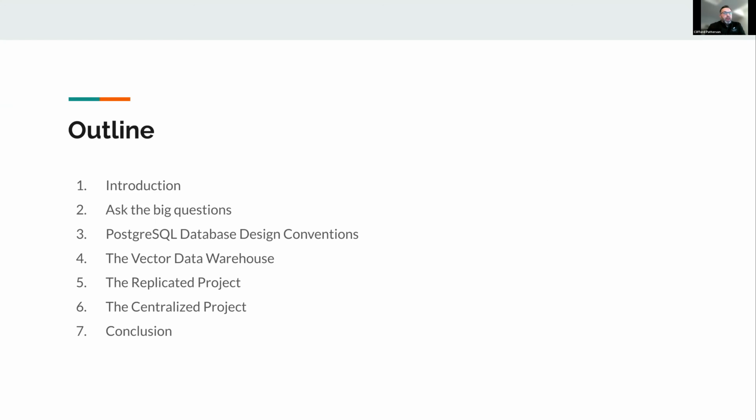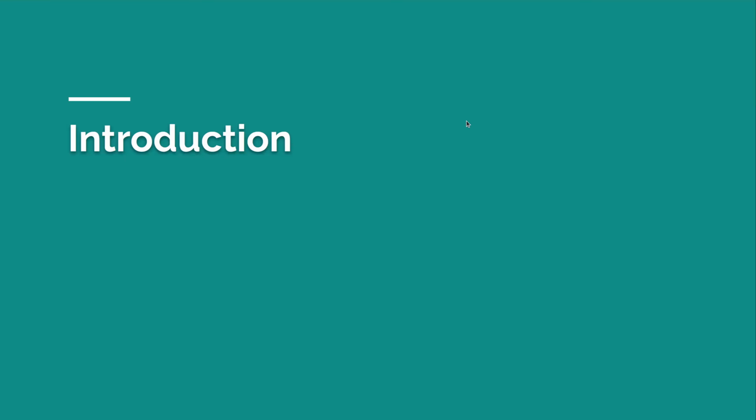So the outline: I'm going to give a little introduction, then we're going to talk about asking big questions. We're going to talk about Postgres database design conventions, and then we're going to talk about the three databases: the vector data warehouse, the replicated project, the centralized project. Then we're going to conclude the discussion. All right, so let's dive into the material.